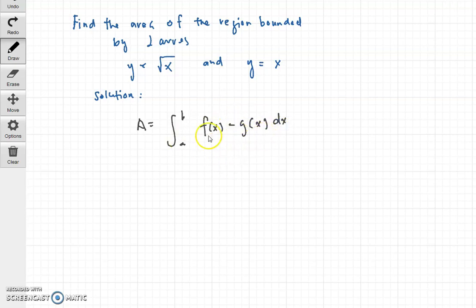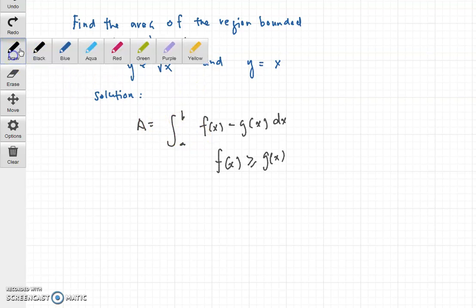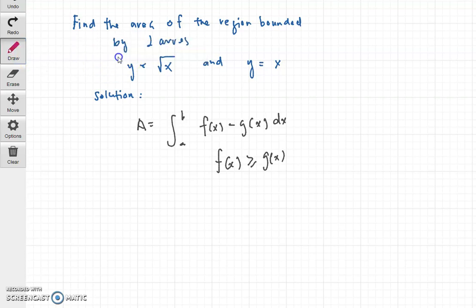The first part, you need to determine which one will be your f(x) and g(x). As we know, the value of f(x) must always be greater than or equal to g(x). So now, which one will be f(x), which one will be g(x)? In order to get the answer, it's better for us to see the drawing of the graph here. So let me use a red pen for it.